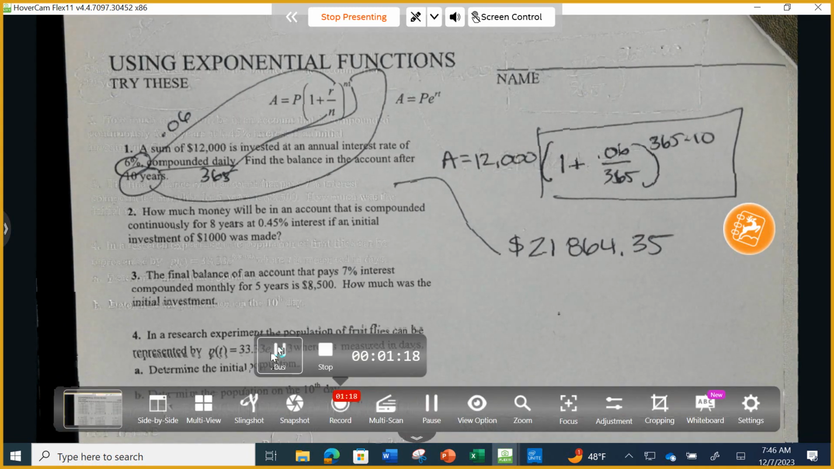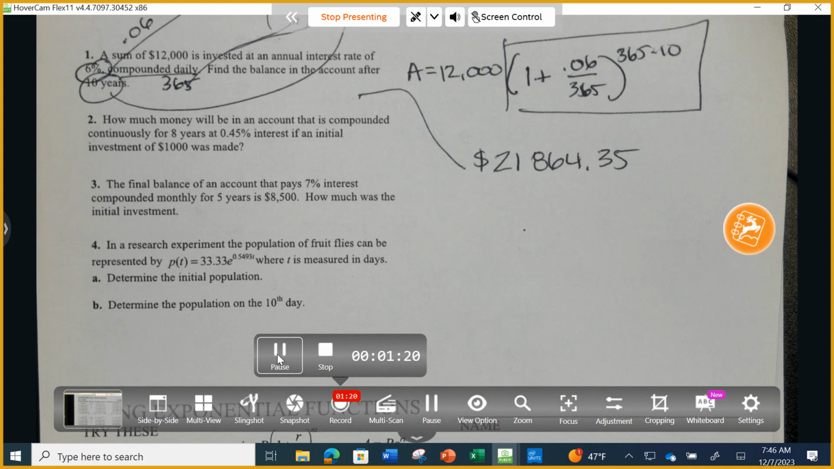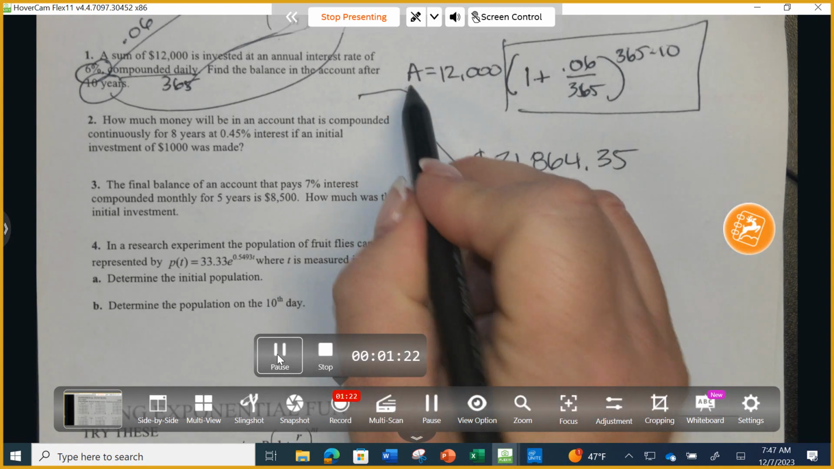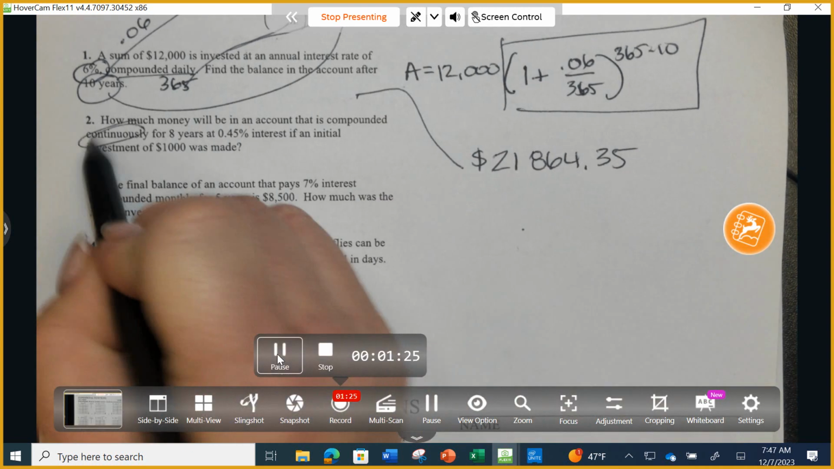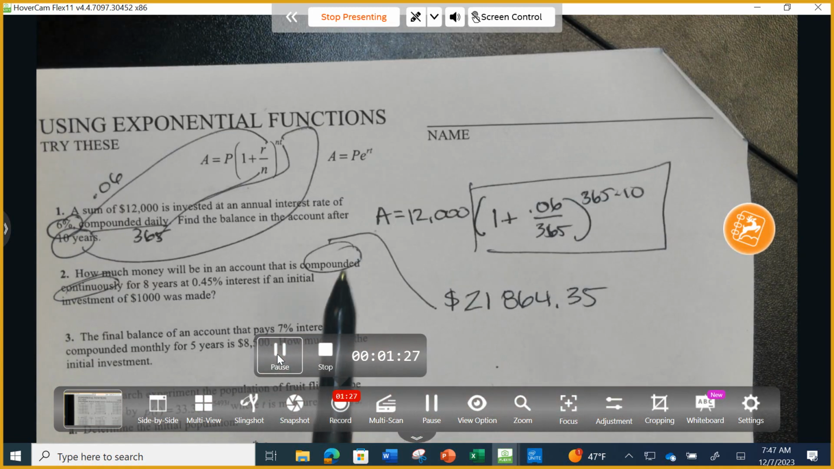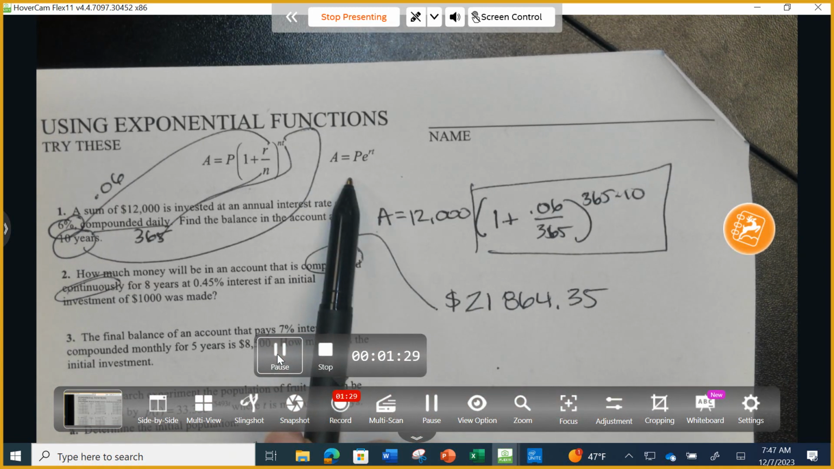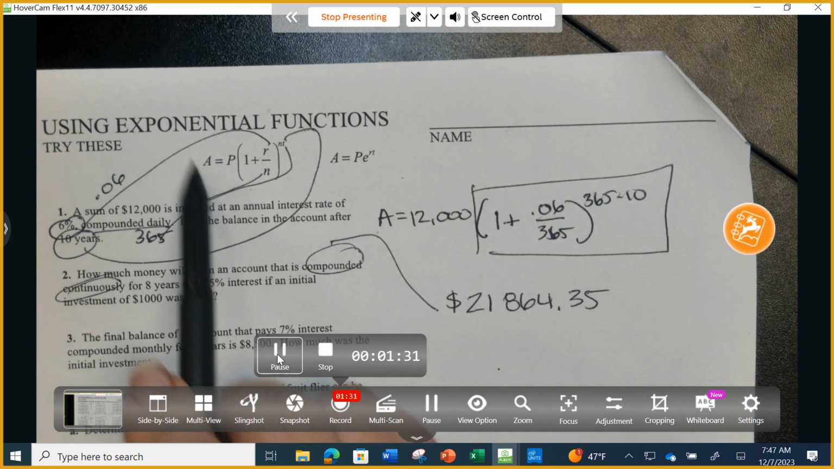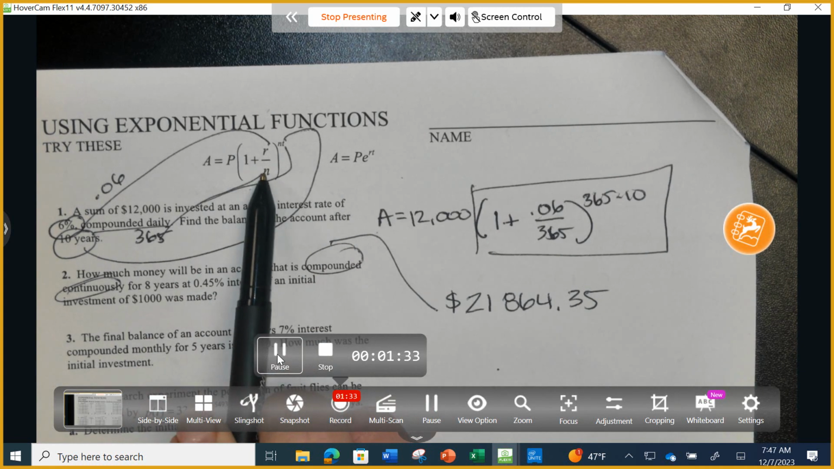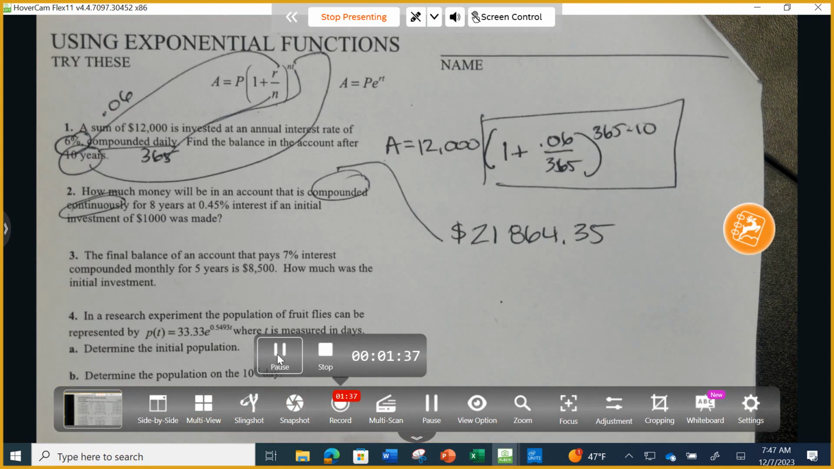Number two says, how much money will be in the account? So I'm looking for this final amount again, if the account is compounded continuously. Now, when it's compounded continuously, most of you like to use this, and that makes sense. I think it's probably an easier formula. I've just memorized one in my head, and I'm going to use 9999 as the end value. We'll end up with the same answer either way.